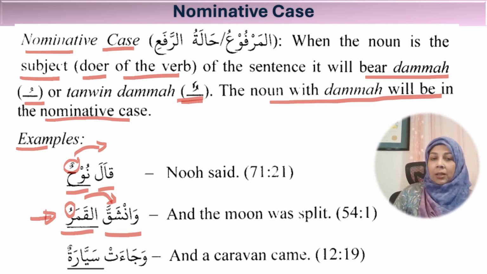Here's another example. Waja'at sayyaratun. So we observe here that sayyaratun is the subject of the verb ja'at. And once again, it has a tanween Dhamma, which shows that it is in the nominative case, it is marfu'un.